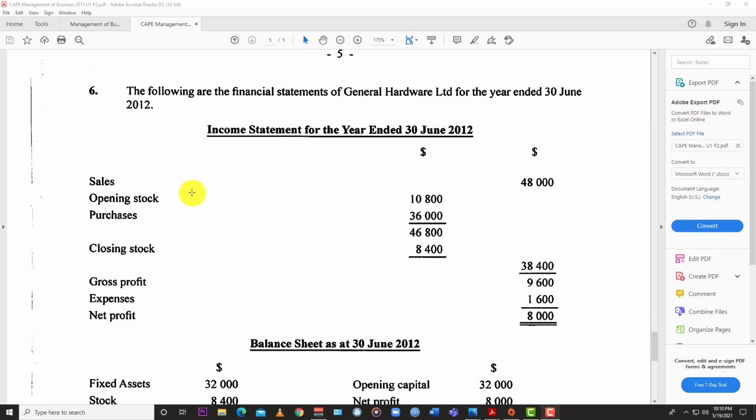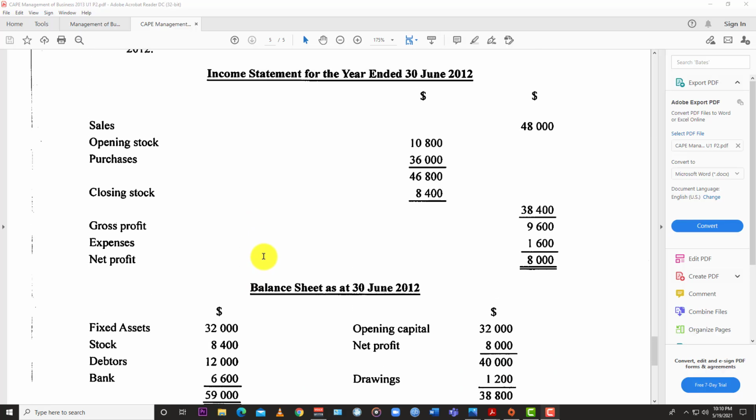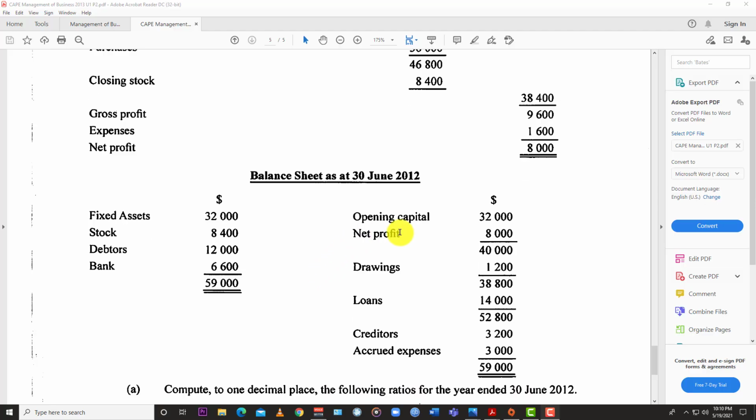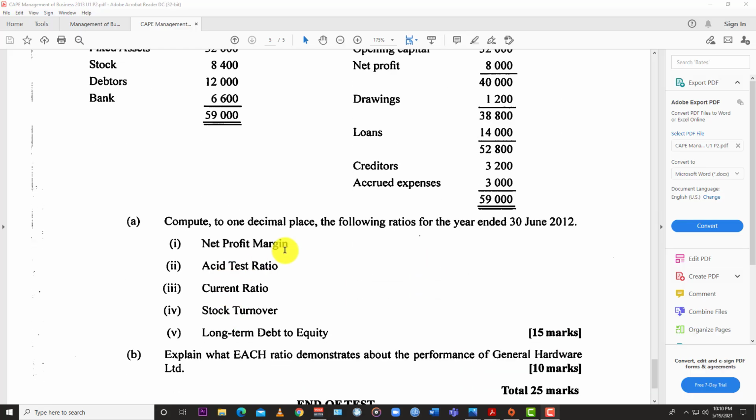The following are financial statements of General Hardware Limited for the year ended 30th June 2012. You have an income statement, you have a balance sheet. You have your sales, your opening stocks, your purchases, closing stock, gross profit, expenses, net profit. You have your fixed assets, your stock, your debtors, your bank. You have your opening capital, your net profit. You have your drawings, your loans, your creditors, and your accrued expenses. And so we have to calculate the ratios. Compute to one decimal place the following ratios for the year ended 30th June 2012.